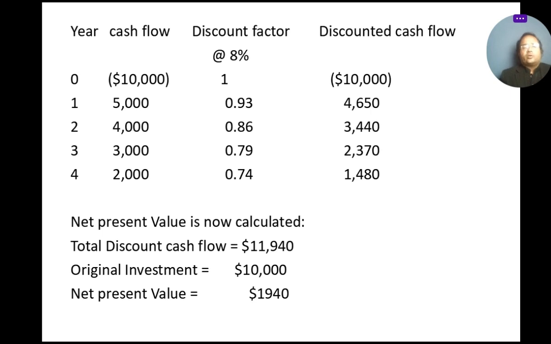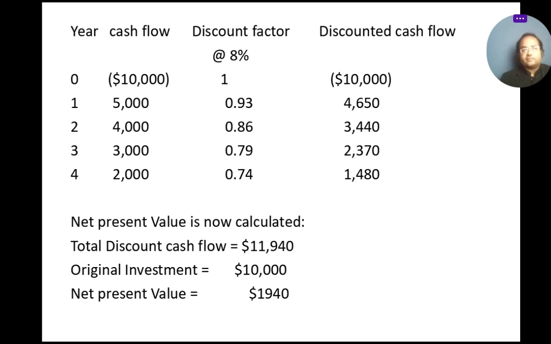So NPV is calculated now. Add all the discounted cash flows. Example: 4,650 plus 3,440 plus 2,370 plus 1,480. You add all of them, the value is 11,940. So your original investment, actual investment, is 10,000. Now you get the answer that your NPV is 1,940. It means a positive NPV.